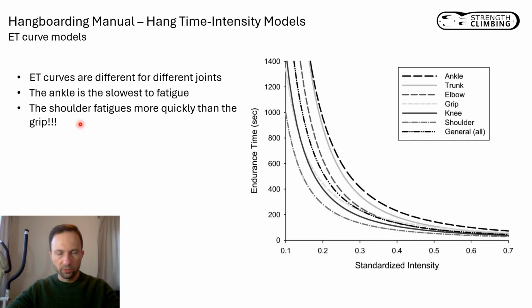It's essential to keep in mind that different joints fatigue at different rates. For example, the ankle joint has the highest endurance. Conversely, the shoulder is the quickest joint to fatigue, much quicker than the grip. This is something to keep in mind when we're hangboarding. If your elbows are starting to chicken wing, but you can still hold on with your fingers, it's a sign that it's best to stop the hang and not risk injury.